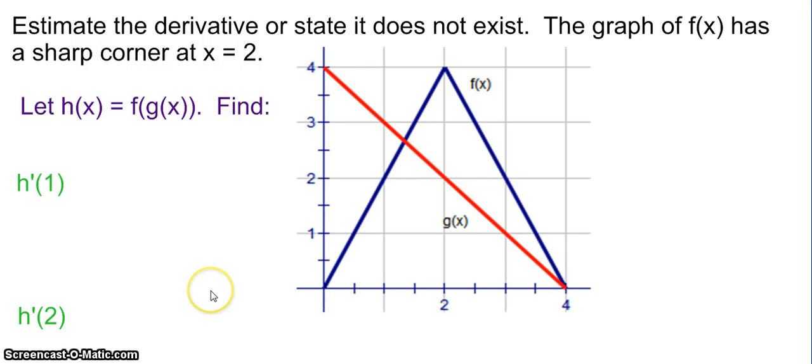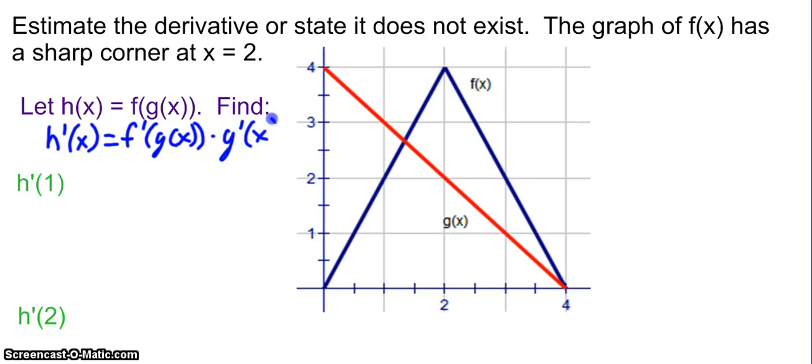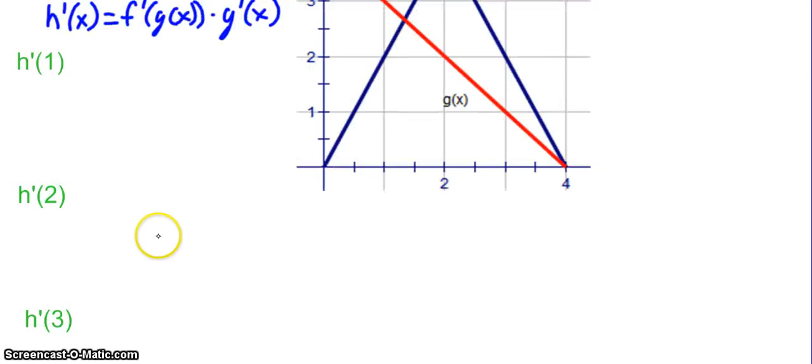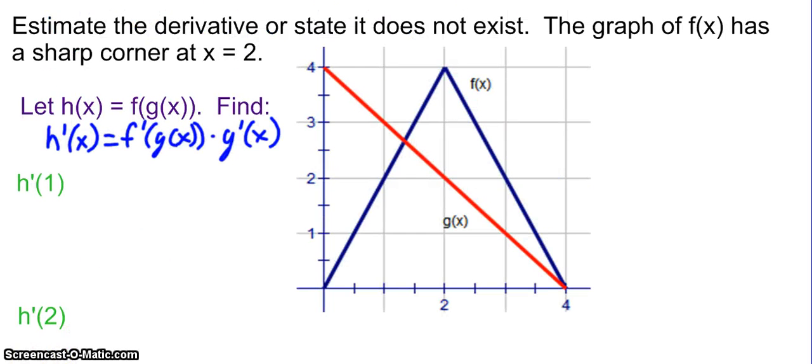So my hint, I'll do this one for you for the first one, and you're going to have to do this for the rest, is that remember h prime of x is actually f prime of g of x times g prime of x. Okay? So that's what you have to think about. This is just letting us know also that we do have a sharp corner here, so the derivative of f of x does not exist at 2. Alright, pause the video and try to find those three. Unpause when you're ready to check.